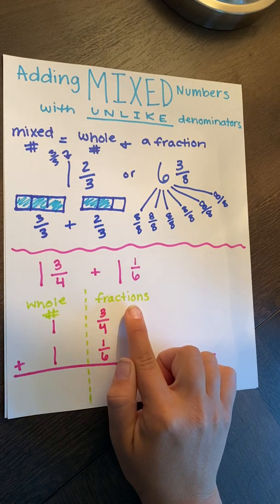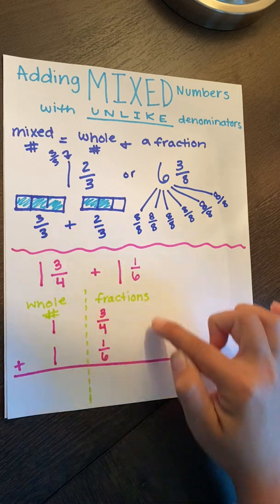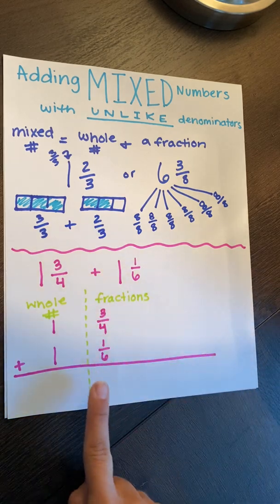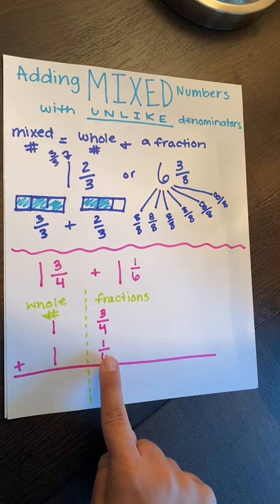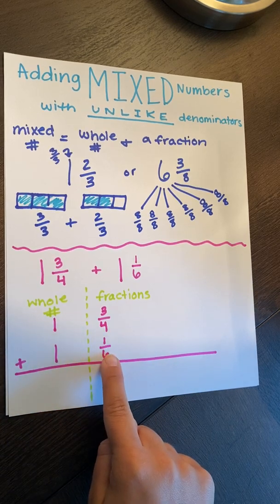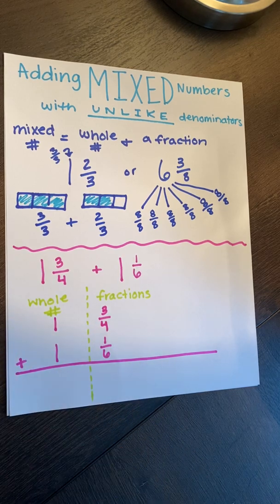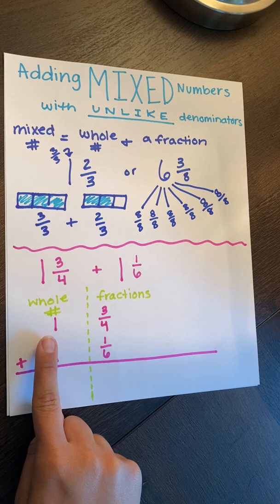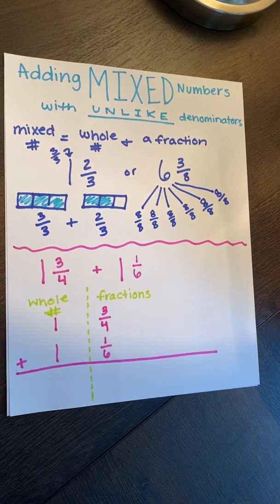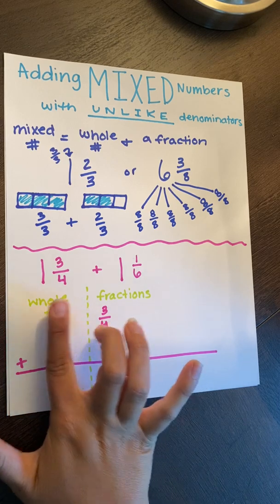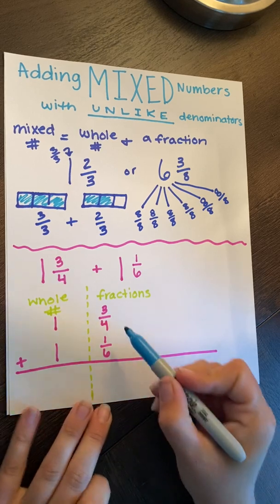Now, what this allows me to do, especially when there's different denominators, is I can focus just on these parts rather than the mixed number together. Because it does not matter how I rewrite these into equivalent fractions, this whole is still one whole. If you have one pizza, it does not matter how many pieces you cut it up into, that is still one pizza regardless. So I'm not going to even worry about these whole numbers here. I'm just going to focus on the fractions.